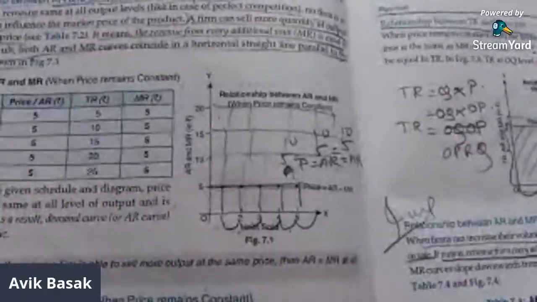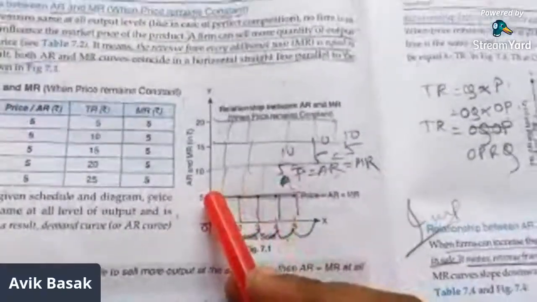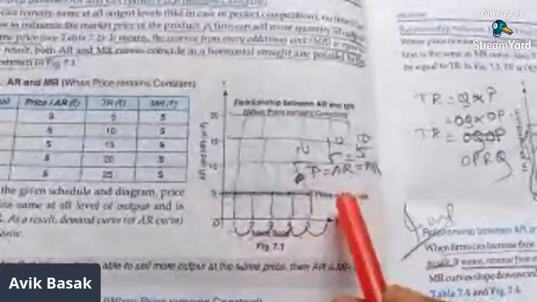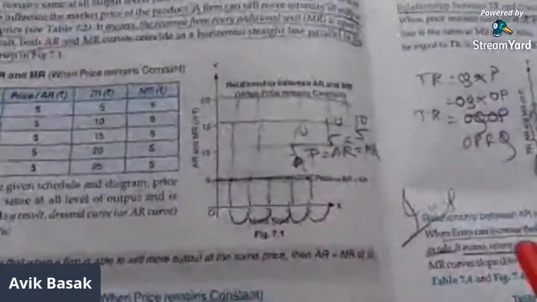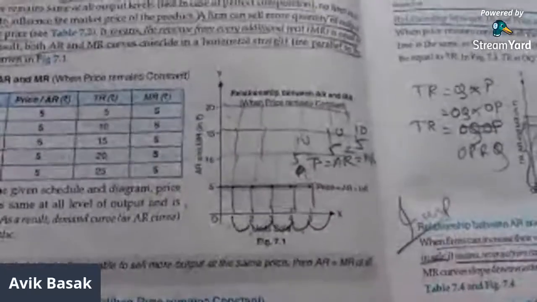So when price is constant, we can conclude that average revenue equals marginal revenue equals price, means all are the same. AR equals MR equals P.